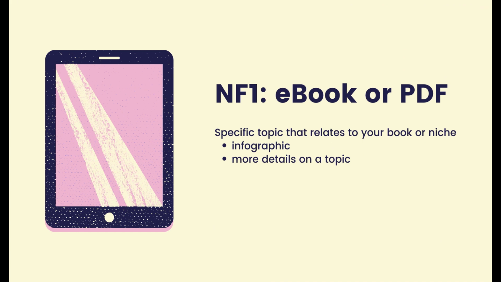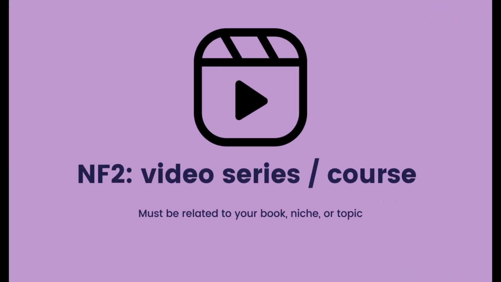So number 1, ebook or PDF download, and I've shared before, it could be an infographic or further details on a topic. Fairly straightforward to understand. Number 2, you could create a video series or a course, but it must be related to your topic. So don't talk about shampoo if you're talking about finance. You know what I mean? It's got to be related, preferably directly related to your book.